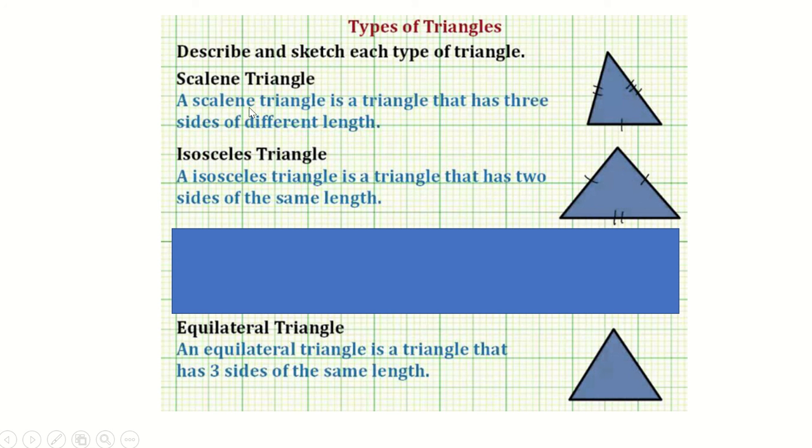If it says to draw a scalene triangle, that means you're drawing a triangle that has 3 sides of different length. None of those sides are the same length as each other. If they ask you to draw an isosceles triangle, you're going to draw a triangle that has 2 sides that are the same, but the 3rd side is different. And for an equilateral triangle, you see the word equilateral, so it kind of looks like equal. All 3 sides are going to be equal to each other.